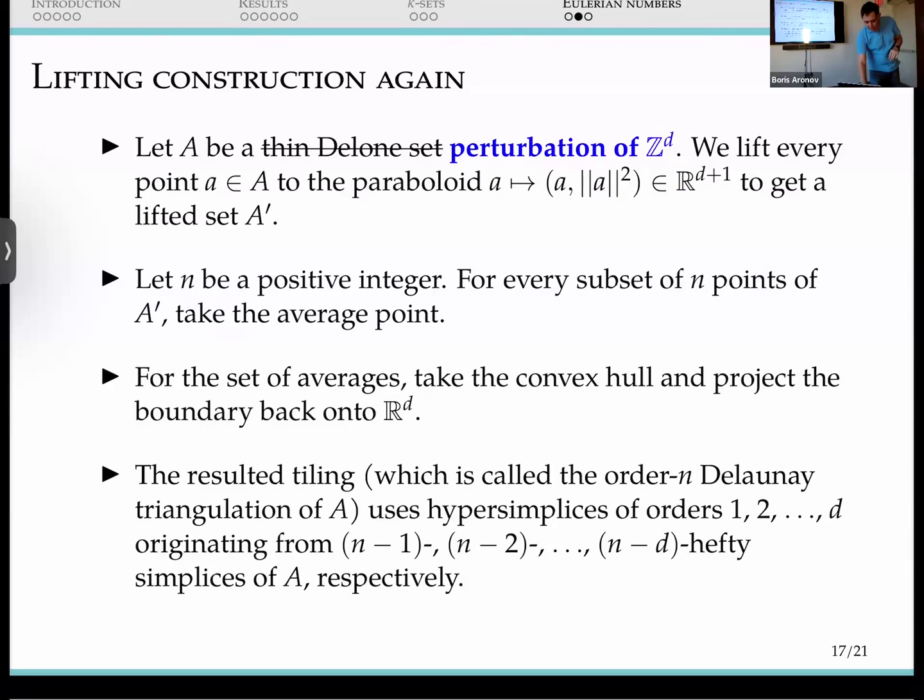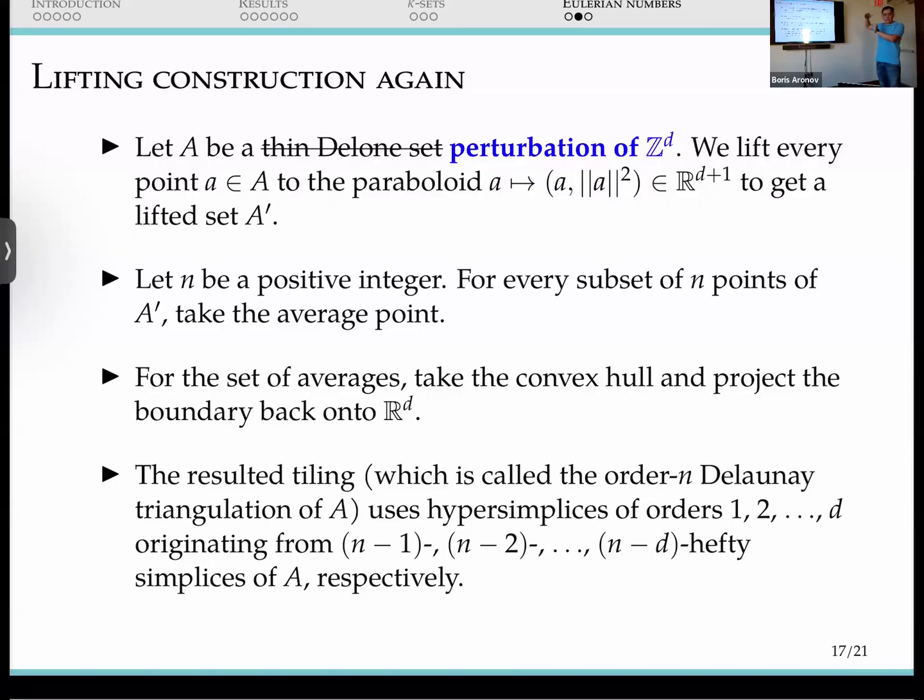So for given n, it uses hypersimplices of order 1 through d, and those hypersimplices originate from n minus 1, n minus 2, etc., n minus d hefty simplices of the set. And the way to see that is very similar to how I constructed facets of the convex hull when constructing Delaunay triangulation. Because if I have a linear function, then what are the averages of endpoints that will lie on that hyperplane corresponding to that linear function, that supports that set? So I need to minimize the value with respect to that linear function. So I need to take minimal values corresponding to the original points and minimal values.